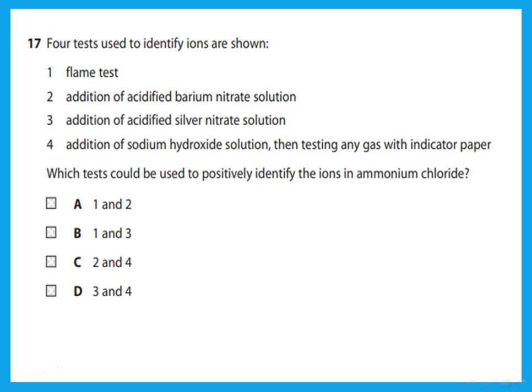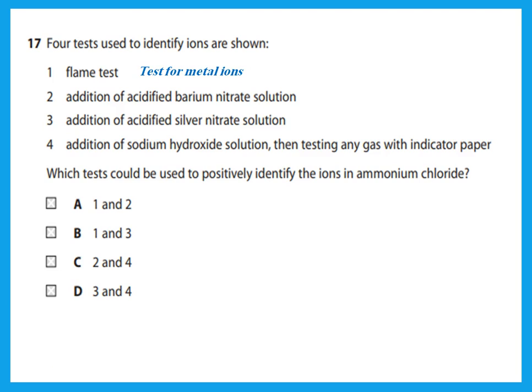4 tests used to identify ions are shown. Which tests could be used to positively identify the ions in ammonium chloride? Well, that means I need a test for ammonium and I need a test for chloride. So what choices do I have? He's giving me flame tests. Flame tests are tests for what? These are tests for metal ions. I don't have any metal ions, so I'm not going to use flame tests.